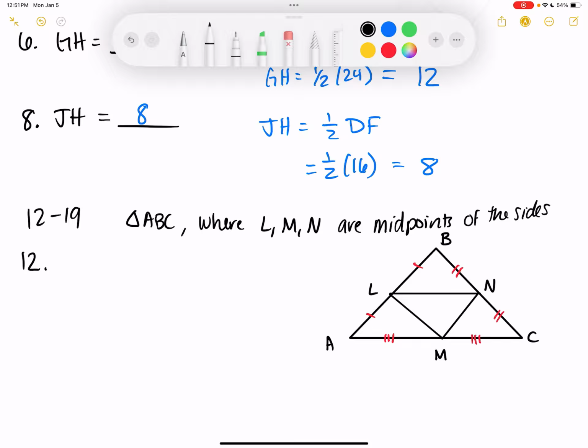All right, 12. LM is parallel to blank. So what would LM be parallel to with this given piece of information? BC. Yep, BC.